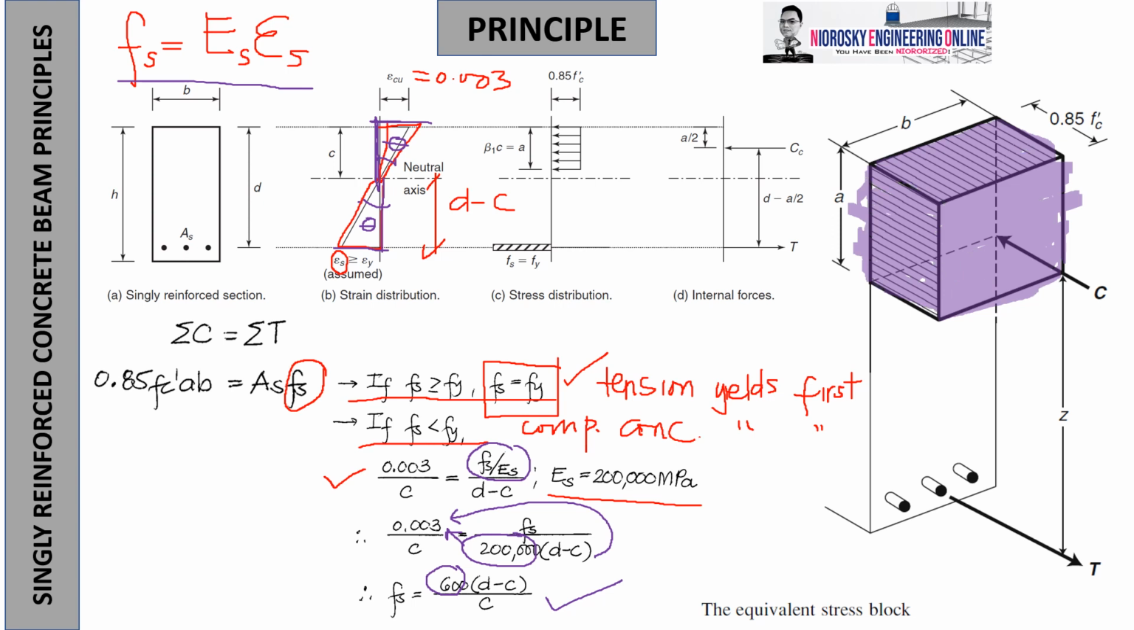Okay? To consider what kind of concrete are we dealing with. Is it concrete yield first or tension yields first? Okay? So therefore, A is usually our main objective to calculate.